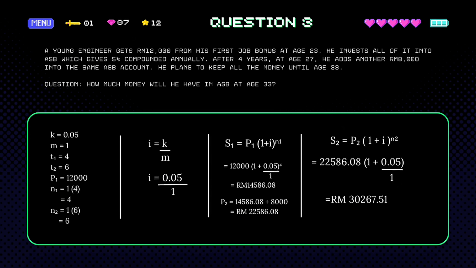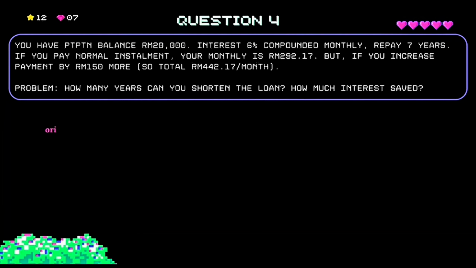Again, we apply the compound interest formula, which is S equals P times 1 plus I to the power of N, where P is the new number that we calculated just now, which is 22,586.08. I is still the same, which is 0.05 over 1, and N is 6 because that is for another 6 years. So after we put all the numbers into the formula again, we will get the final amount at age 33, which is 30,267.51 ringgit. So the final answer is, by age 33, the engineer will have 30,267.51. We move to question number 4.